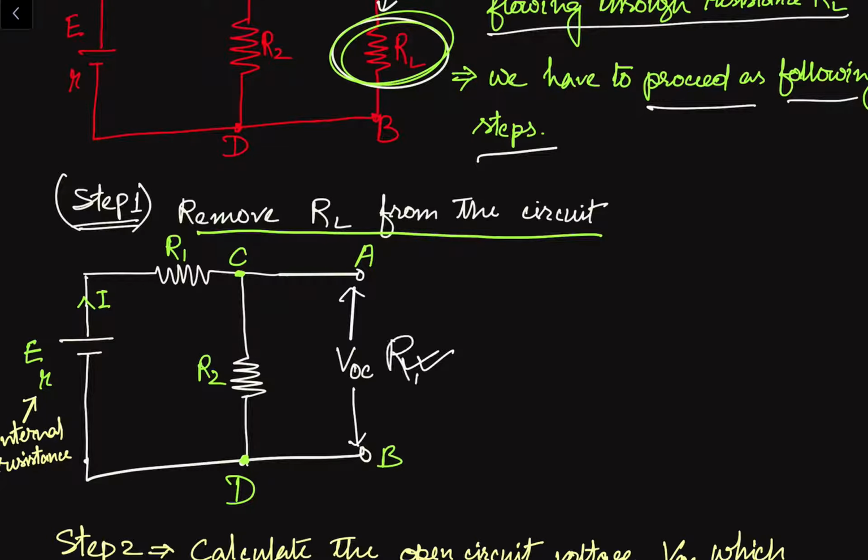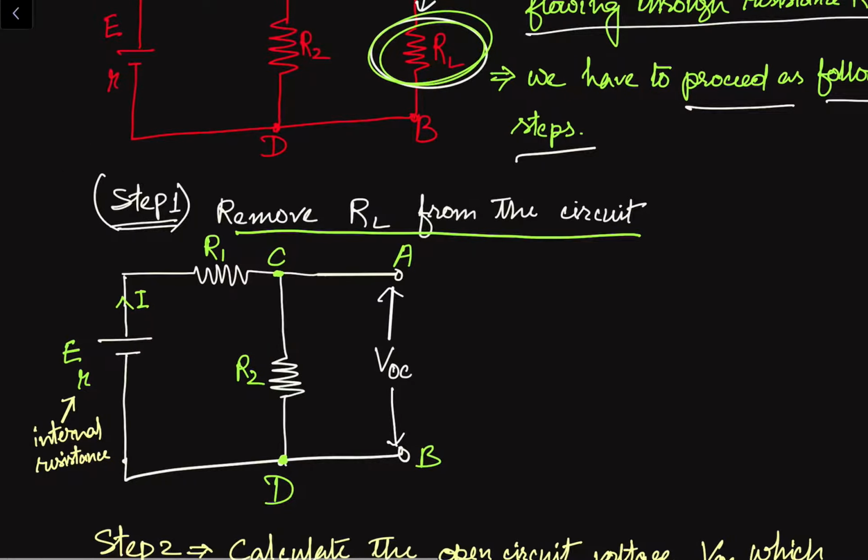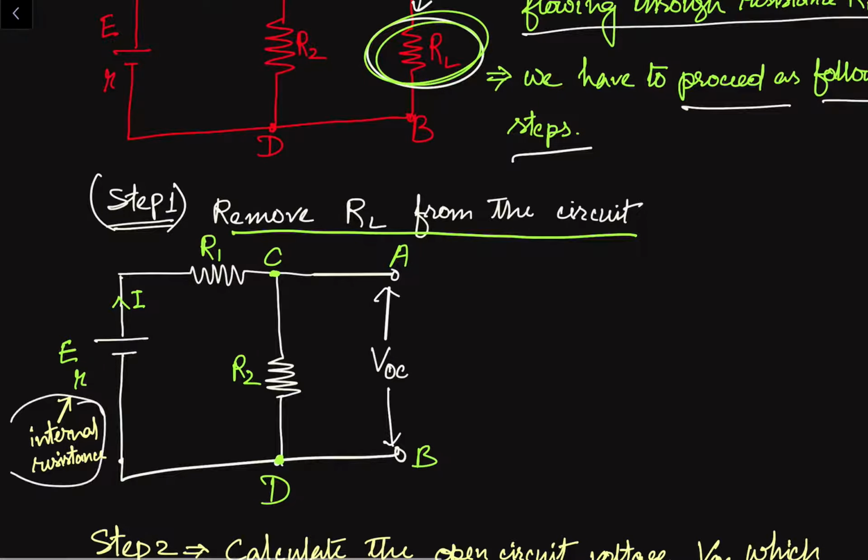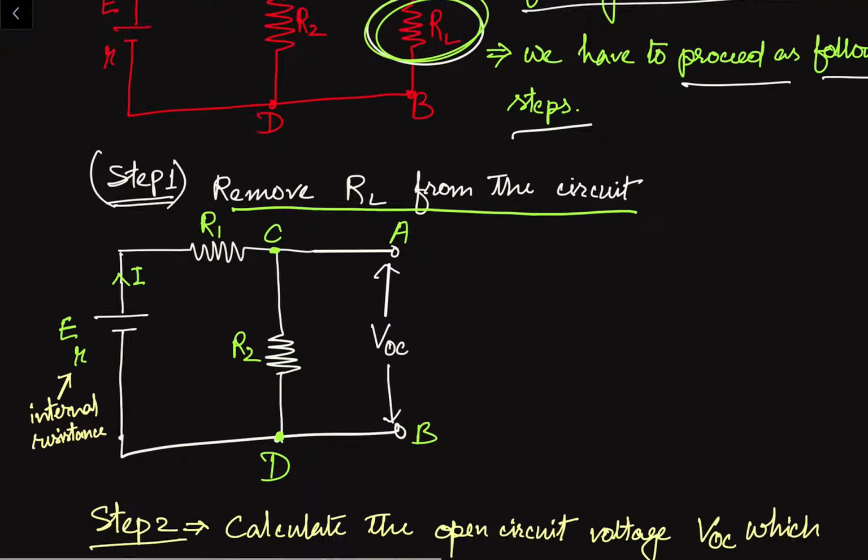Here we had the RL resistance. Now we have removed it, and we have to find out the voltage across these points A and B. The remaining part of the circuit remains the same, and this small r is the internal resistance I have written here, and this E is the EMF value or the voltage source value. So all the remaining part of the circuit remains the same.